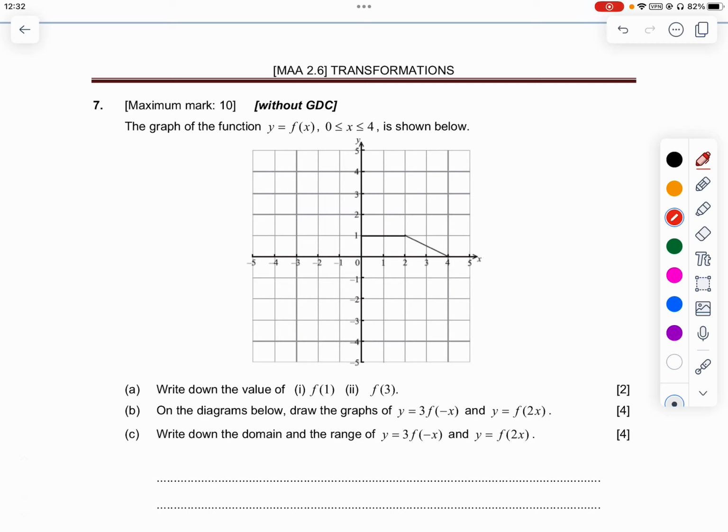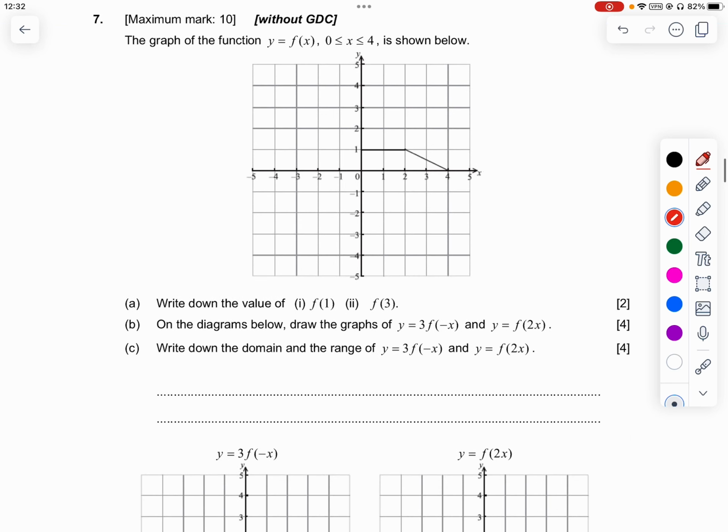Question number 7. The graph of the function y equal to f of x lies between 0 and 4. Write down the value of f of 1. F of 1 can be written as 1. F of 3 is nothing but what? 0.5.